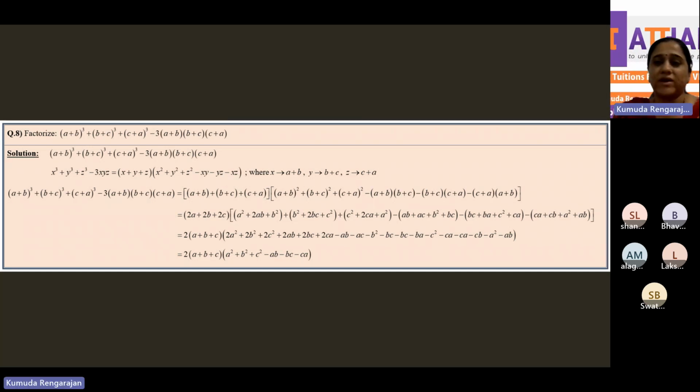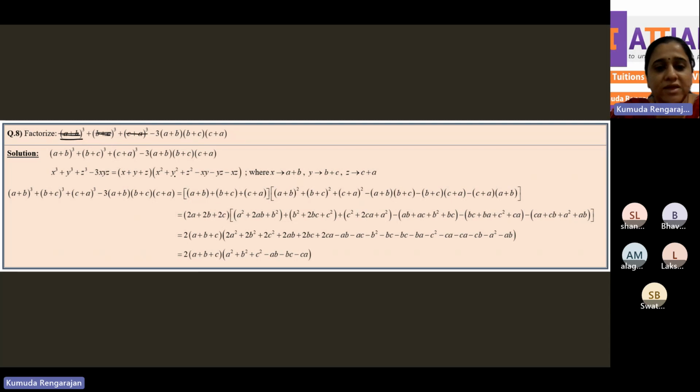Children, since we have only 5 minutes left, I'll just start explaining this one. Stop writing and listen to me. So there's nothing much in this. This one is like x cubed. This whole thing is x, this whole thing is x cubed, plus this is y cubed, this is z cubed.